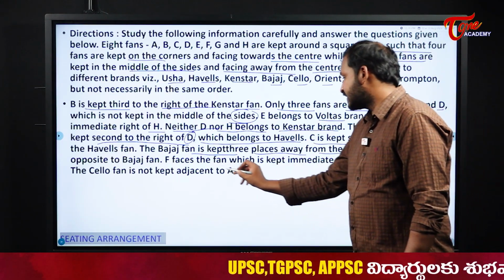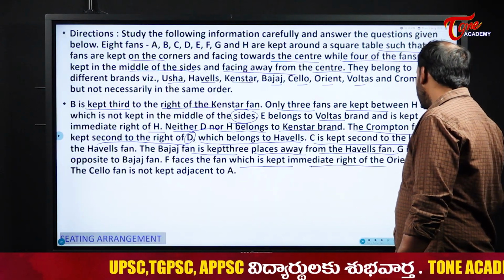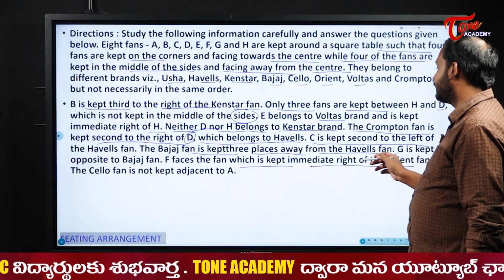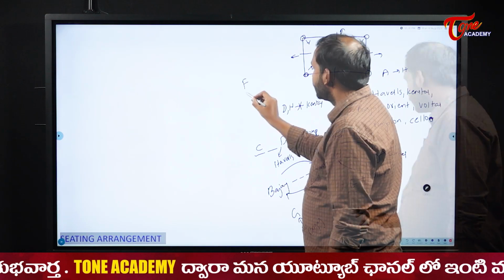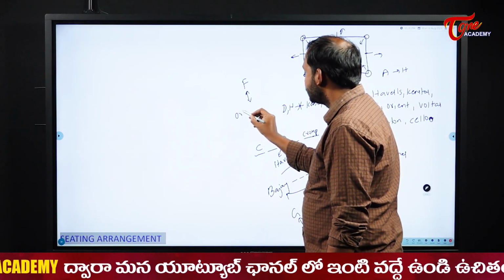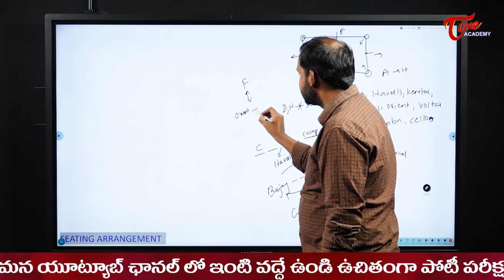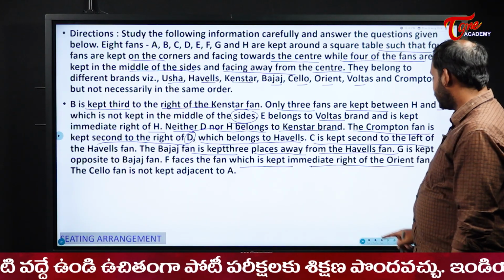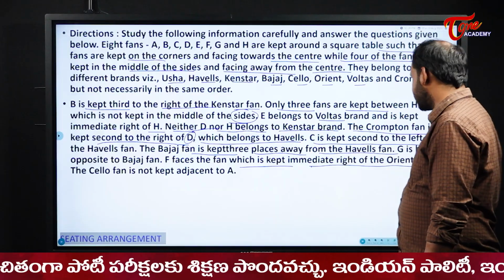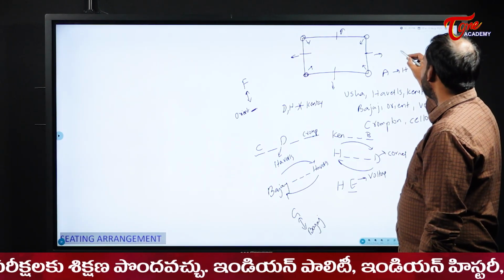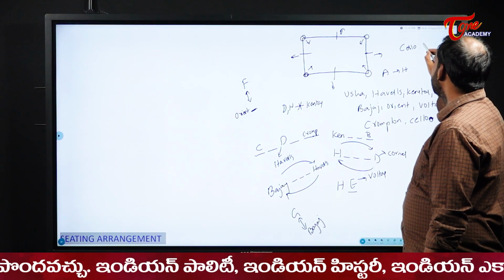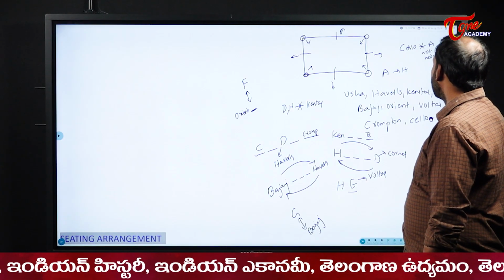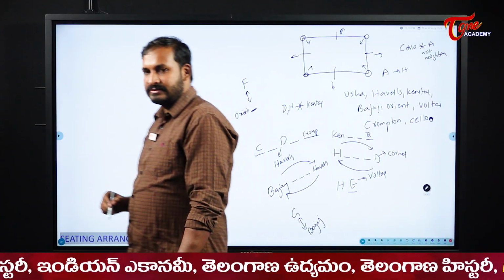Next, F faces the fan which is kept immediate right to the Orient fan. F faces the fan means opposite. So F is opposite to Orient's right side one. Next. The cello fan is not kept adjacent to A. Cello is not a neighbor of A.